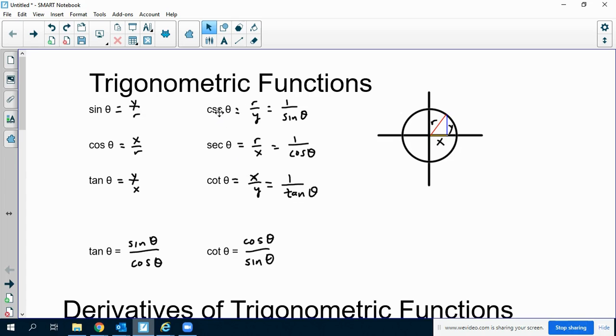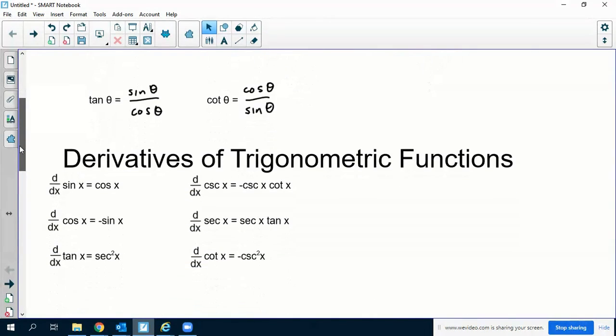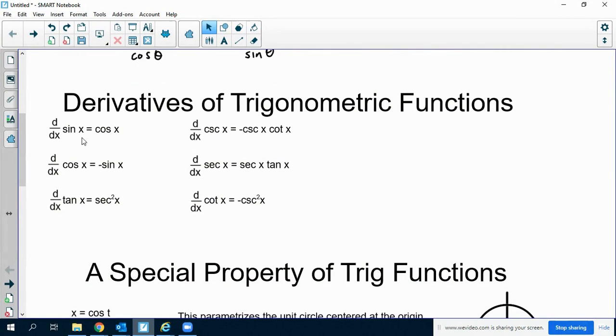We also know that cosecant, secant, and cotangent are the reciprocal functions, and we know that tangent we can write as sine over cosine, and cotangent we can write as cosine over sine. These are all things that we already know. We also know that trigonometric functions have certain derivatives that we have learned over the course of the school year, and we've put them in this little diagram.